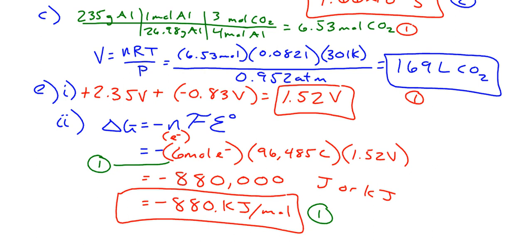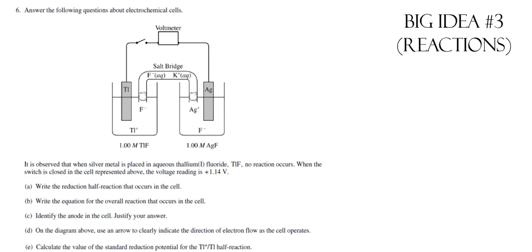Okay, so let's do the next one. We are going to do this. Please find that one. I think it's 2009B, number 6. That's convenient. So we get a bridge.